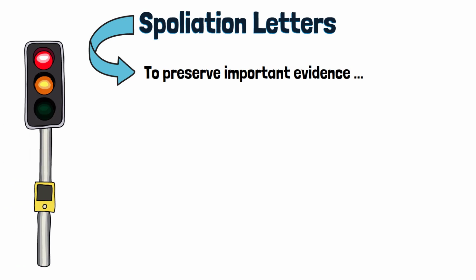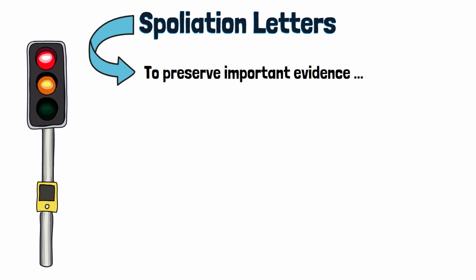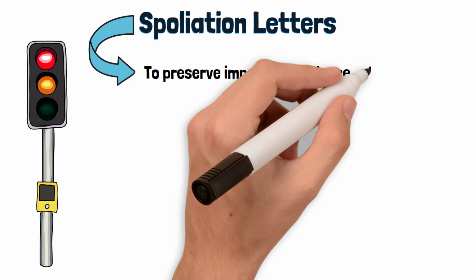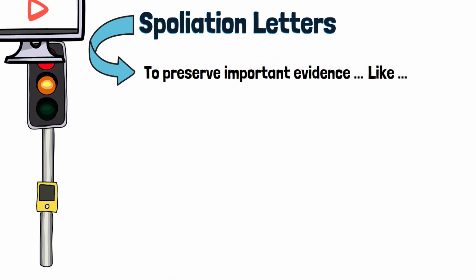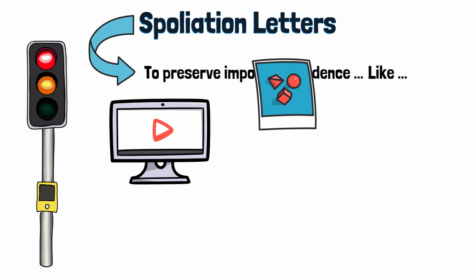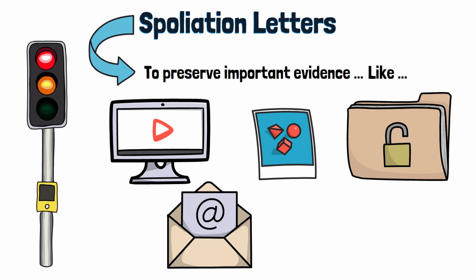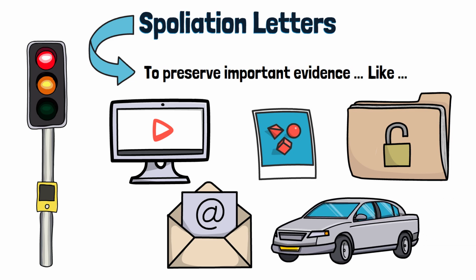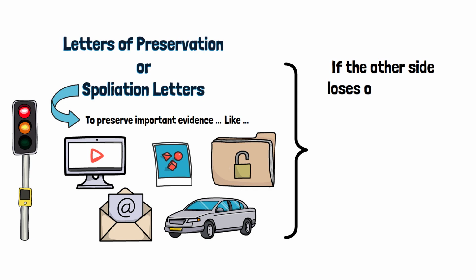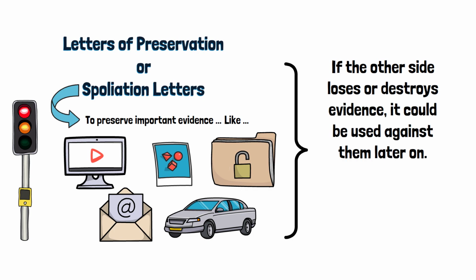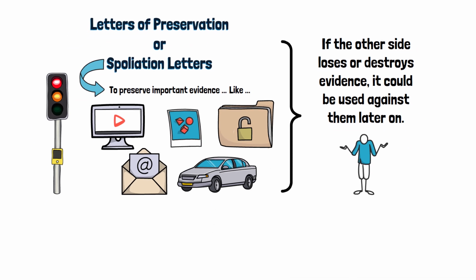A spoliation letter essentially tells the other side not to destroy or lose any evidence that may be important to the case. This could include any evidence that might be relevant, like video footage, photographs, emails, important documents, or a vehicle that we need to inspect. If the other side receives a spoliation letter and then loses or destroys relevant evidence, this loss of evidence, or spoliation, could be used against them later on in the case.